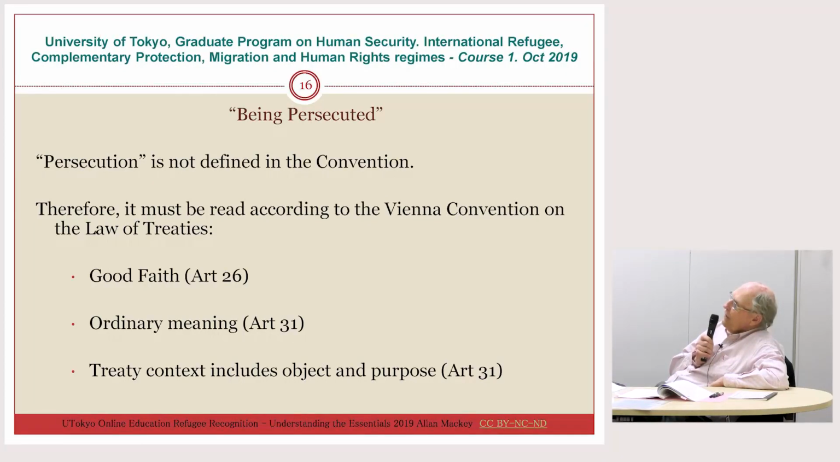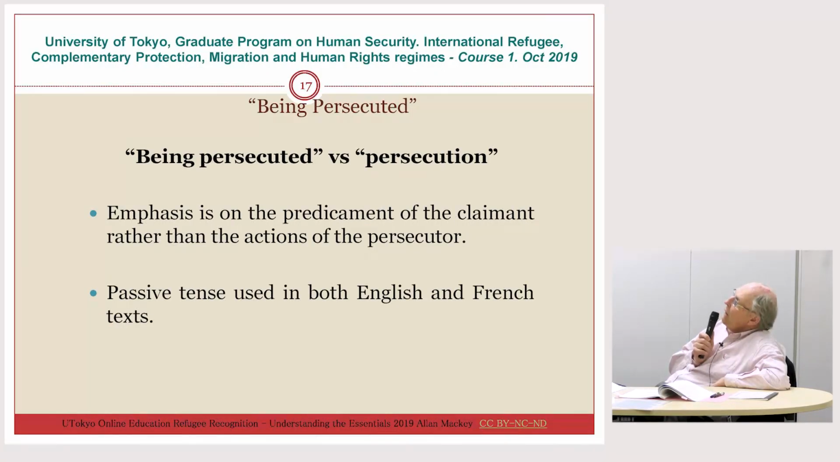Persecution is not defined in the Convention. Therefore, it has to be read according to treaties such as the VCLT, in the spirit of good faith, Article 26 of the VCLT, giving the ordinary meaning of the words, and the context includes the object and purpose of the legislation, Article 31. And then there's the terms, an unfortunate problem in various countries, where people tend to talk about persecution on return.